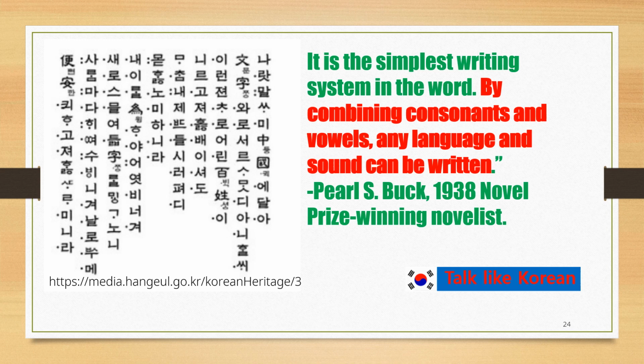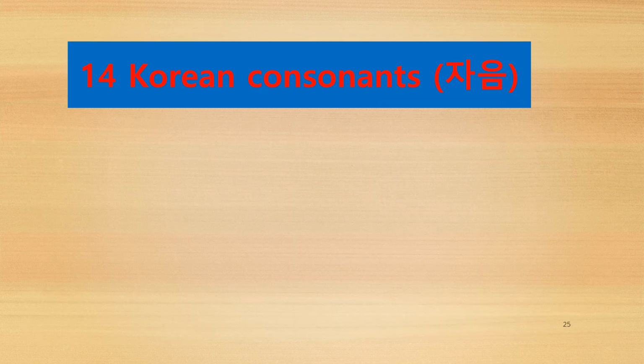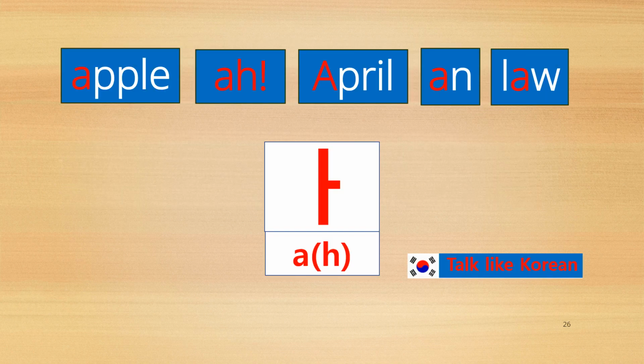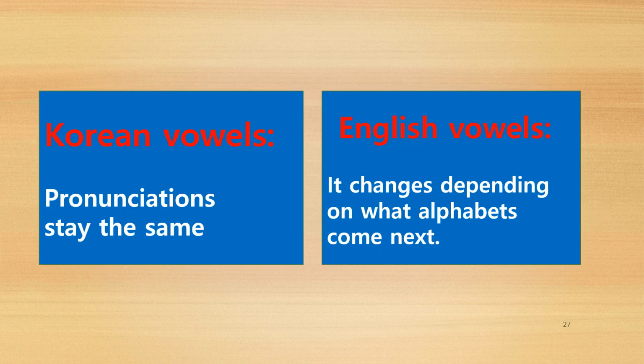It is the simplest writing system in the world, by combining consonants and vowels, which we are going to do in this video. Any language, any sound can be written, and we'll find out. So Korean consonants, 자음, 14, and then I'm going to combine them with ah. When you see ah, this is the Korean, and in English, okay, they're all the same, but the pronunciation is different. Korean vowel pronunciation stays the same, but English vowels change depending on what alphabets come next.